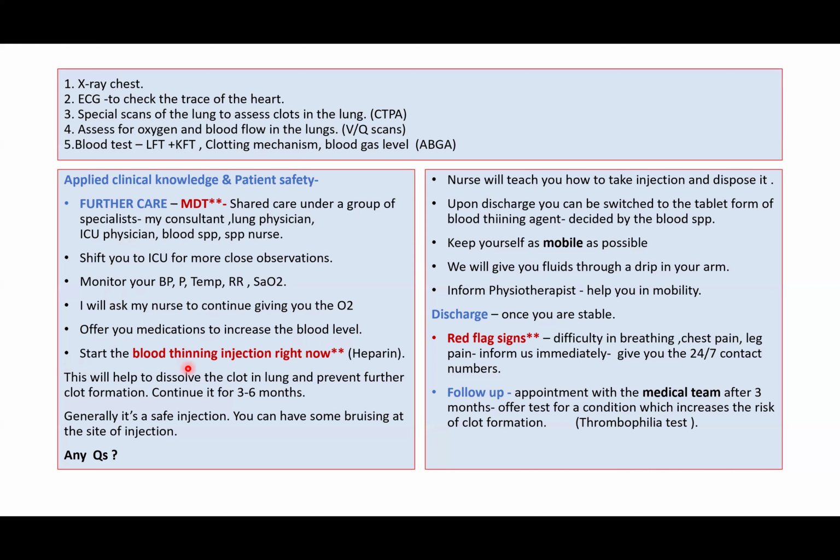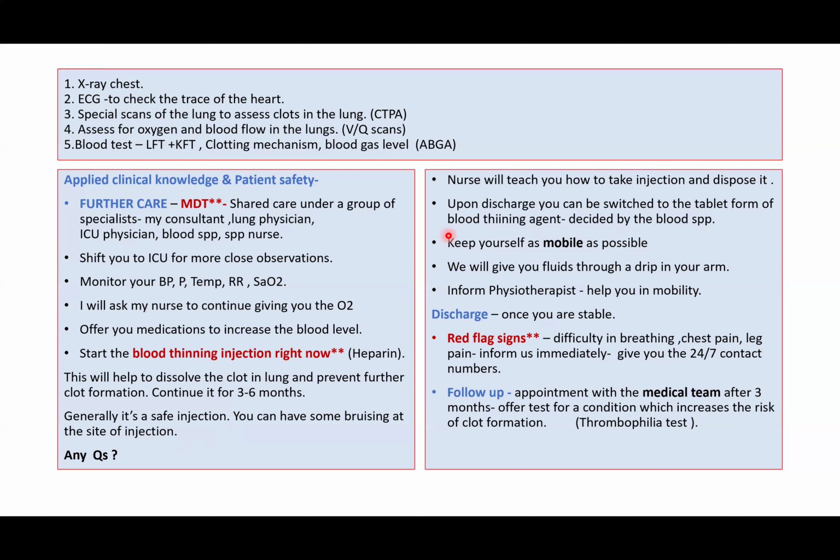And we will offer the blood thinning injection, and it has to be started right now. This will help to dissolve the clot in the leg and prevent further clot formation. It has to be continued for a long duration of about 3 to 6 months. Generally, it's a safe injection and you can have some bruising at the site of injection. Any questions? The nurse will teach you how to take the injection and dispose of it. Upon discharge, you can be switched to the tablet form of blood thinning agent, and this will be decided by the blood specialist.